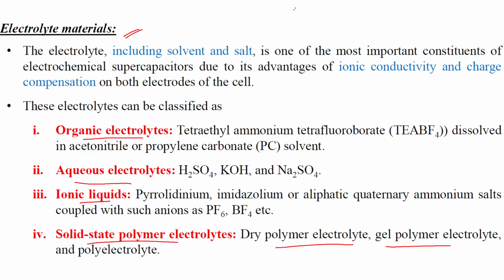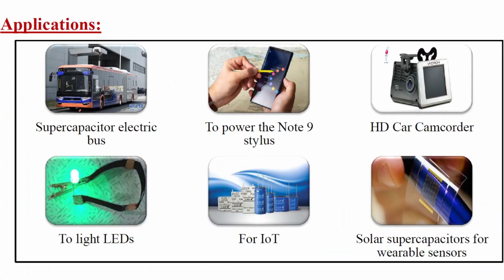Organic electrolytes are mainly propylene carbonate, TBAP, acetonitrile. Aqueous electrolytes are H2SO4, KOH or Na2SO4. And ionic liquids are pyrrolidinium, imidazolium, and aliphatic quaternary ammonium salts coupled with anions such as BF6 and BF4. These are some of the applications where supercapacitors are used.